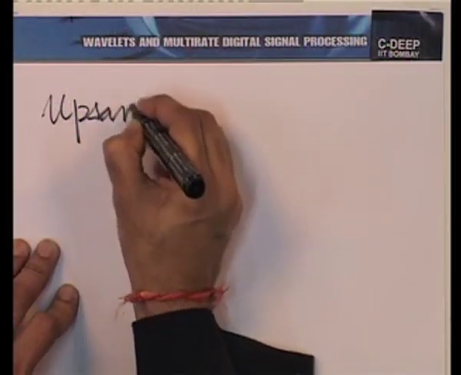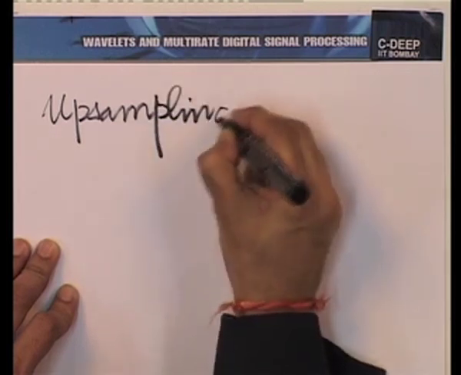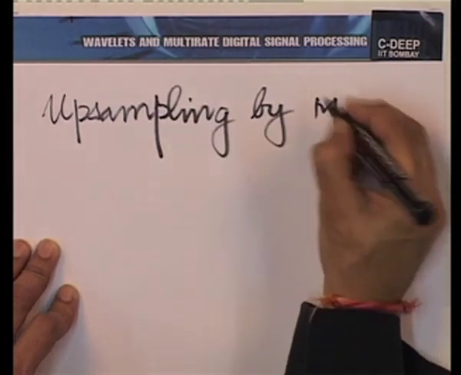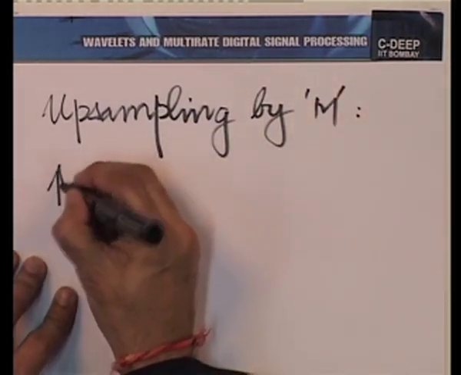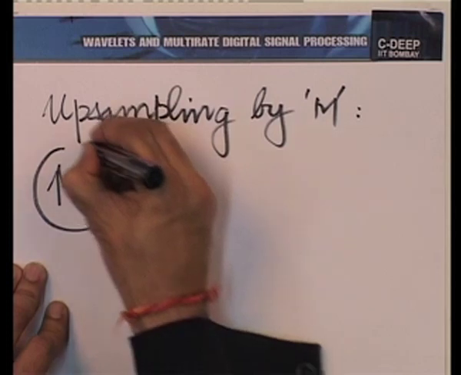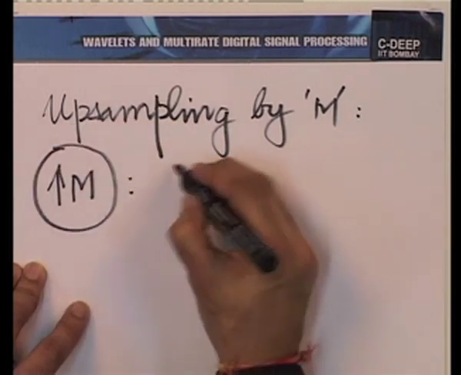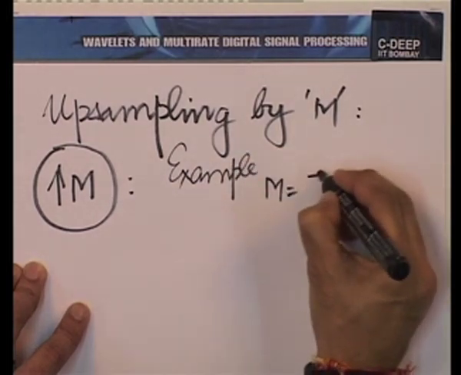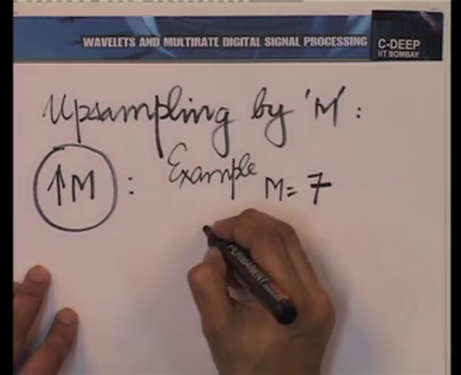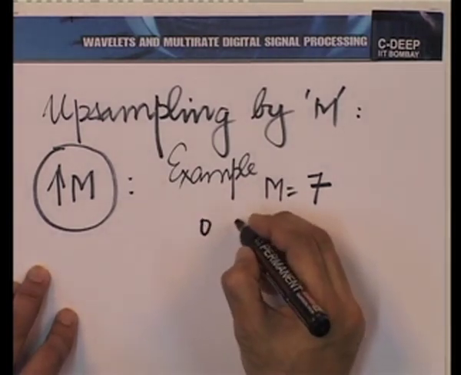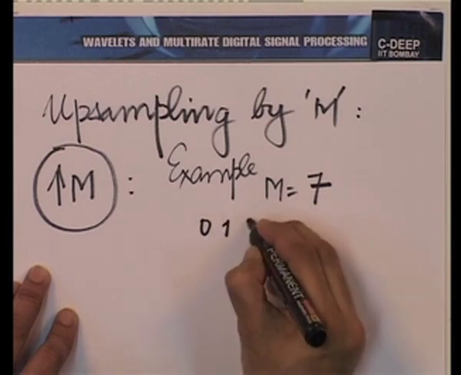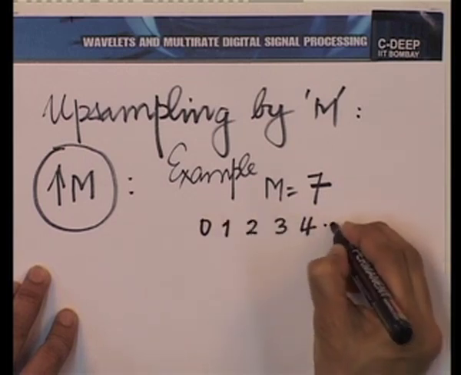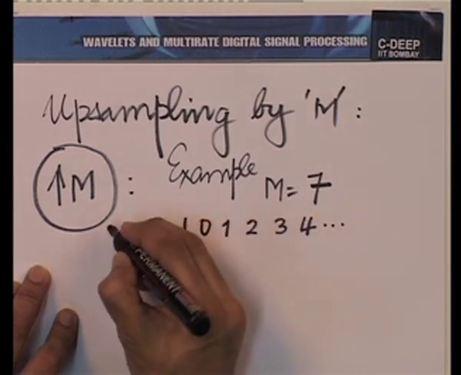So, suppose we have upsampling by m, which we denote up arrow followed by m. And once again, for variety, let us take the example of m equal to 7. So, you have this sequence with indices 0, 1, 2, 3, 4 and so on and so forth, and minus 1, minus 2, minus 3 and so on and so forth.